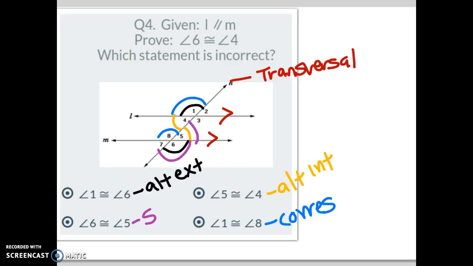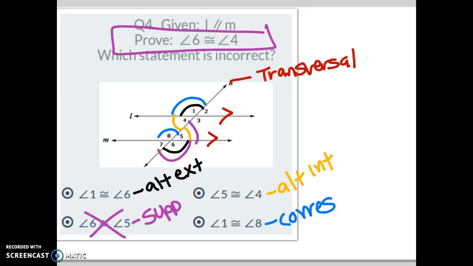Angle 6 is congruent to angle 5? No, these are supplementary angles. They're not congruent. So that means that is the one that is incorrect. I'm grateful that I don't have to prove anything, even though it says that here. The question is really asking, with this proof, which statement is incorrect? Great job.